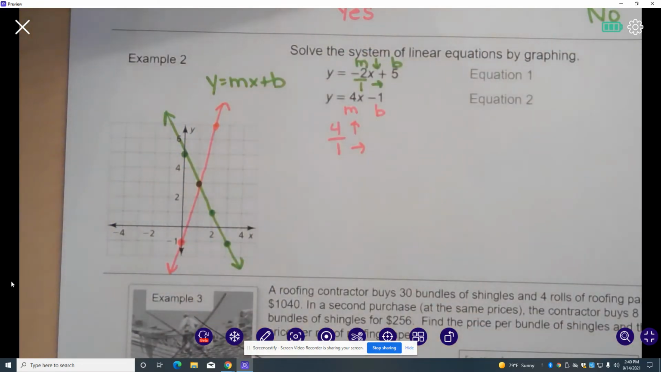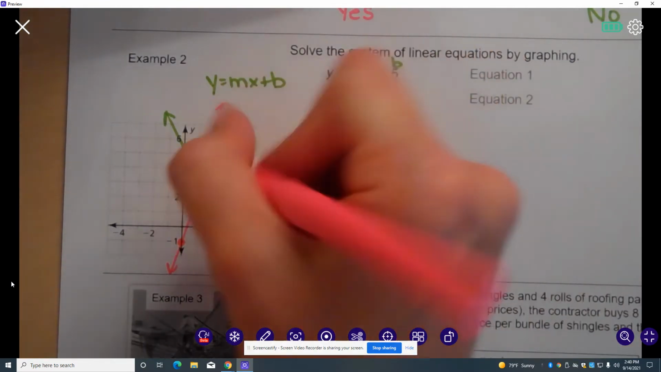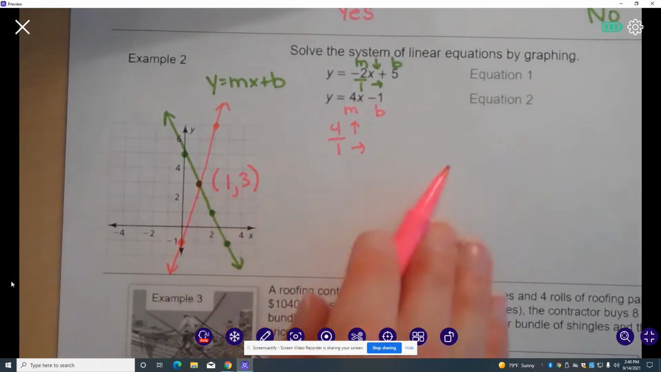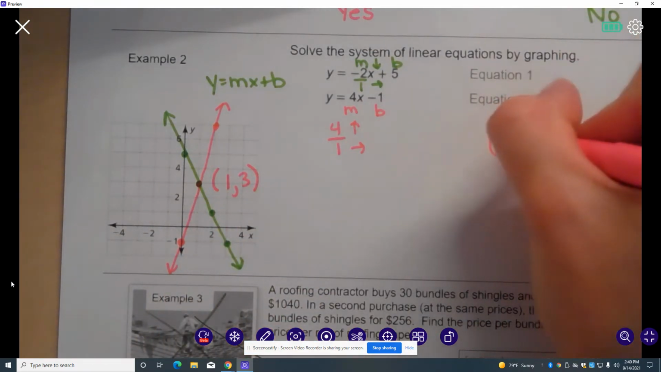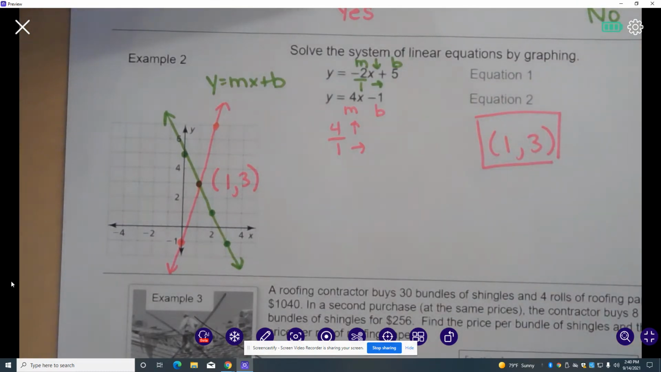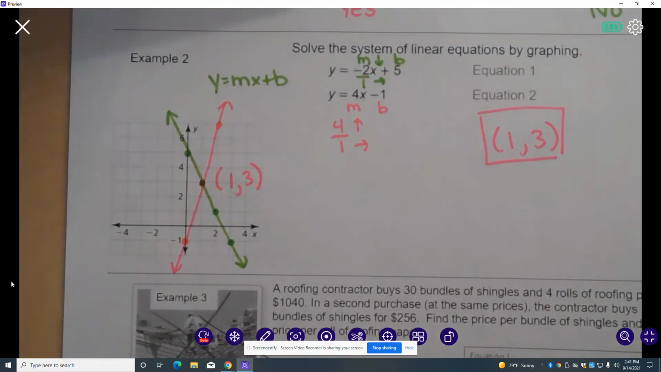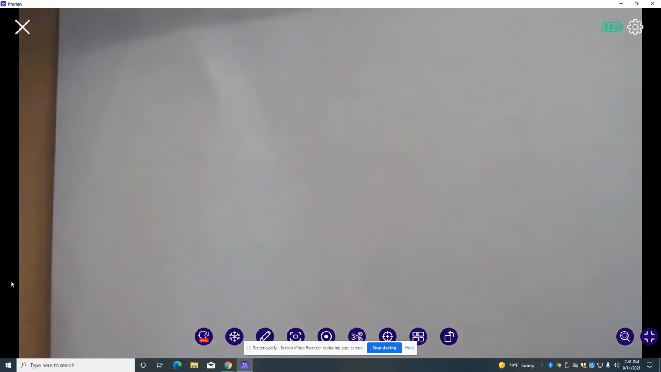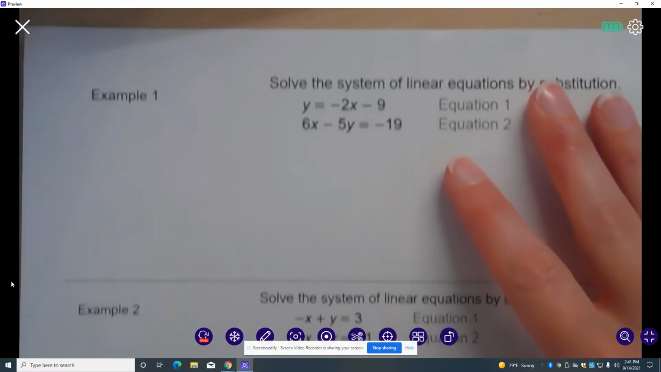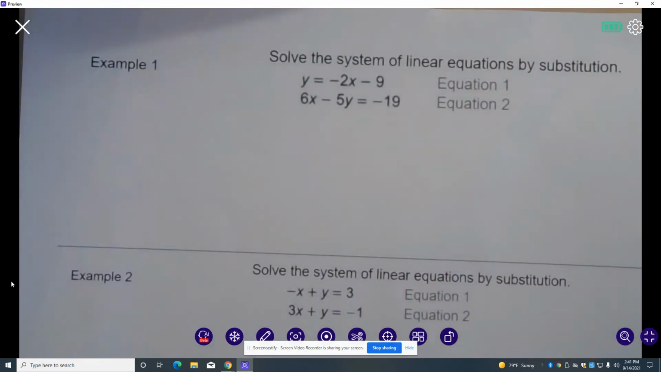Now that I have both of my lines graphed, I'm looking for where they intersect. They intersect here at the point 1, 3. So the solution to this system is 1, 3. We're going to go ahead and skip example 3 on the bottom of the first page. And these 3 on the back, we're going to be using substitution to solve these systems.